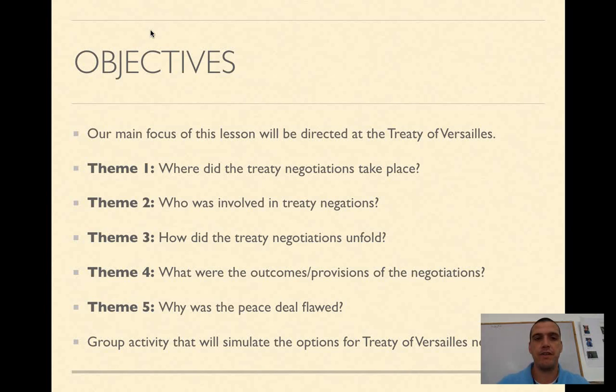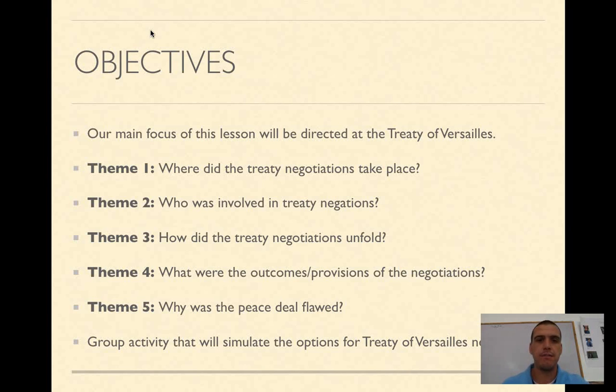And it's going to be broken down into these 5 themes. The first theme: where did the treaty negotiations take place? We can talk about that briefly. But more importantly, theme 2, this is very important: who was involved in these treaty negotiations? Who was there and who was making the decisions? This theme will actually shape the course of European history and world history for the next 80 years or so, or you can even argue into today. It has had serious implications on the course of history.